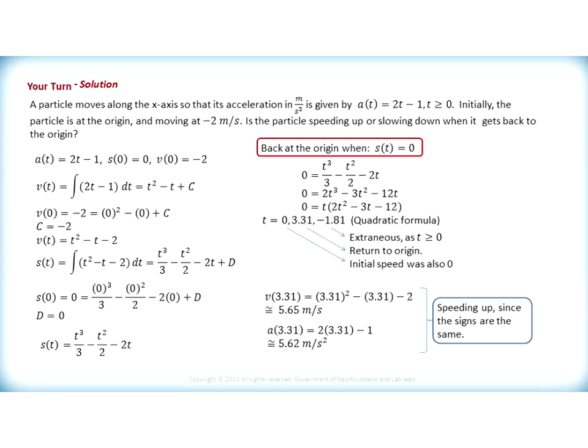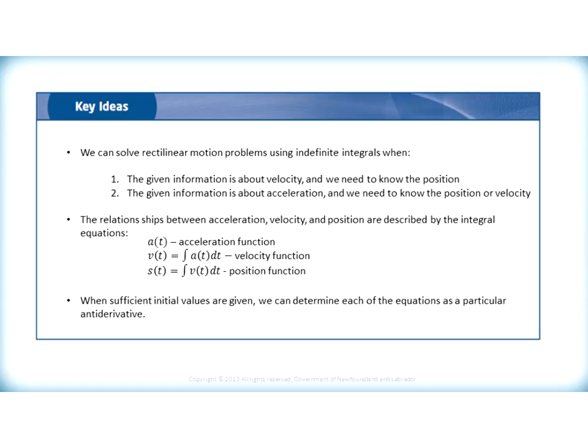And from there, we'll jump on and do a quick summary of all the stuff that we talked about in this session. So in this session, we have looked at rectilinear motion problems using indefinite integrals when the given information is about velocity and we need to know position. So when we had that, all we had to do was just one integral. Okay? If the given information is about acceleration and we need to know about velocity, that's also just one integral. But if it's about acceleration and we need to know position, that means we had to integrate twice. So that was about two integrals.